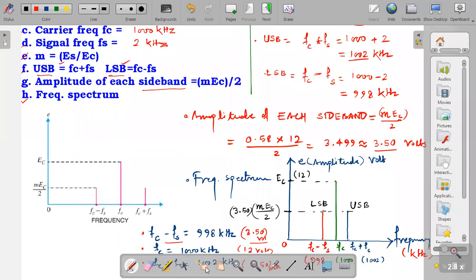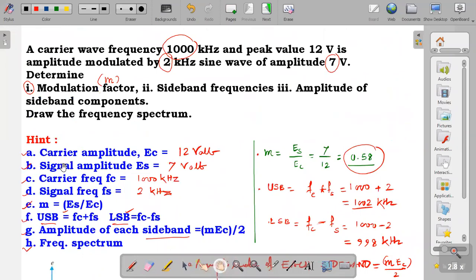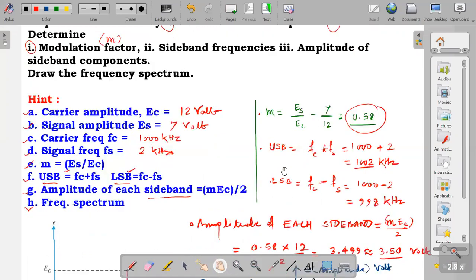Okay, like this. First write the data, that is A, B, C, D. Then to find the modulation factor, this is the formula, ES by EC, 7 by 12. Then find USB, LSB. Write your answer with proper unit.